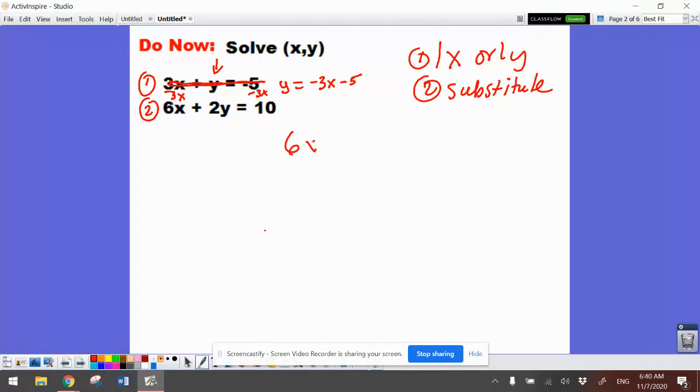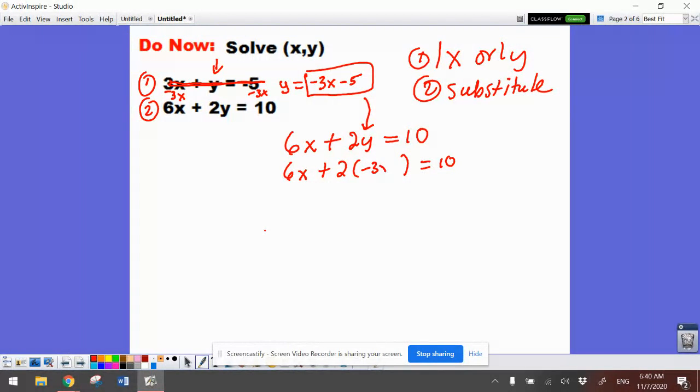So I need to substitute into 6x plus 2y equals 10. So where is this going to go? The negative 3x minus 5. Is it going to go in for this by the 6 or by the 2? You're right, it needs to go in to the 2 because it's the y. So 6x plus 2, throw my parentheses in there, equals 10, negative 3x minus 5, and I'm just going to solve it. So go ahead and hit pause right now and then continue to solve this equation.